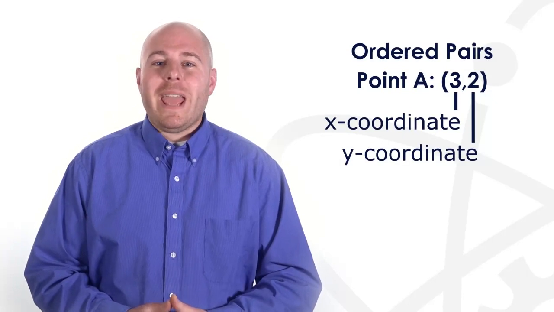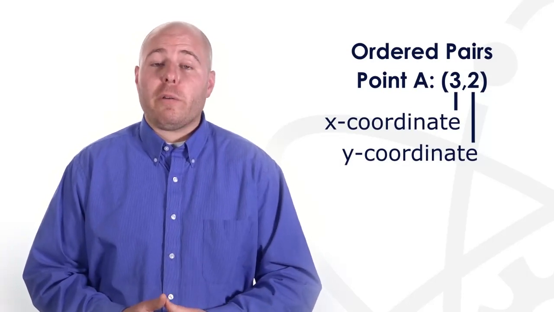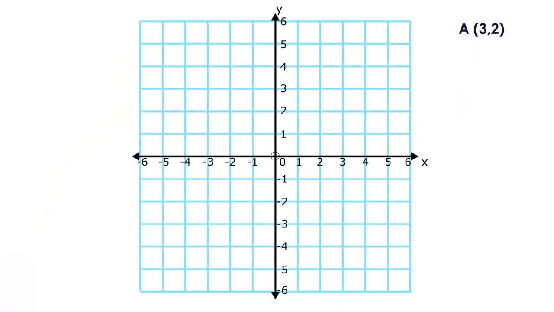Let's plot point A that represents the ordered pair (3, 2). The x-coordinate is positive 3, which tells us to count 3 units to the right of the origin. The y-coordinate is positive 2, which tells us to count 2 units up. You mark point A where x equals 3 and y equals 2. What do you think the ordered pair would be for the origin? That's right, (0, 0).